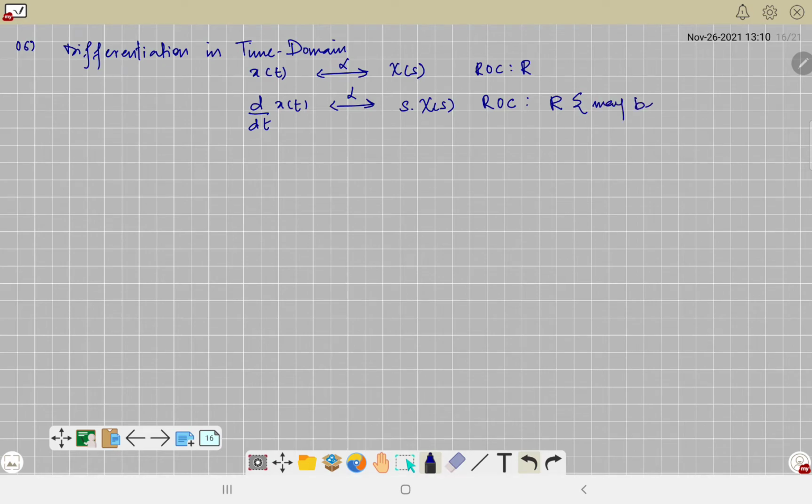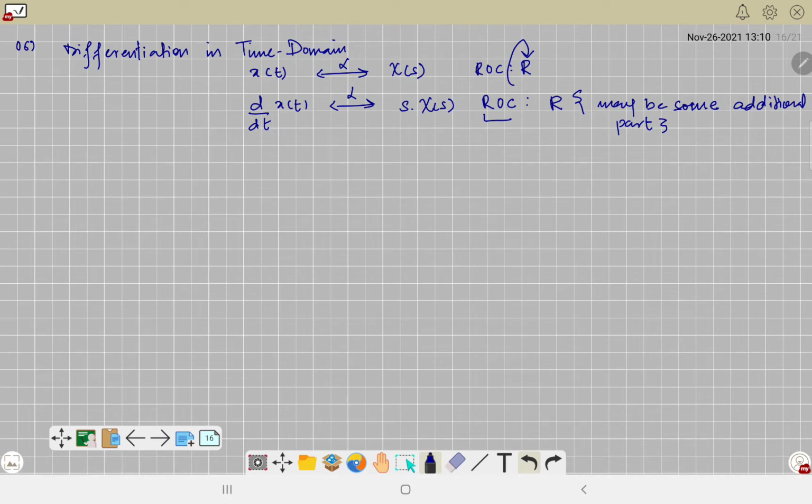Maybe not the entire portion. Yeah, I should have put it like this. ROC, it will have R and maybe some additional part. क्योंकि आप multiply कर रहे हैं S से, it may have its real factor, so maybe some additional part. But in any case, this ROC will always contain R. कुछ additional भी add हो सकता है. Again, you can easily prove it.